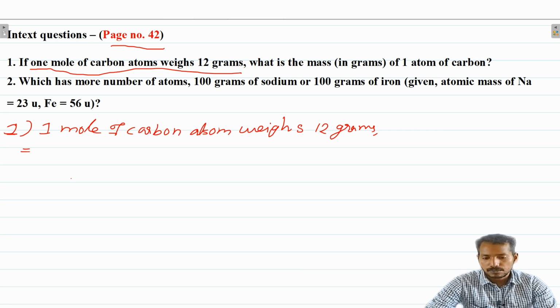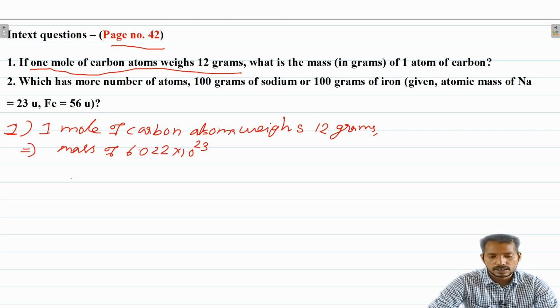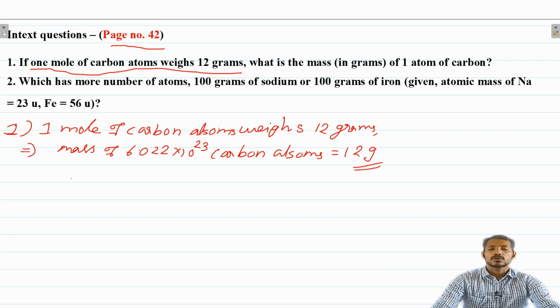That means the mass of 6.022 into 10 raised to 23 carbon atoms is equal to 12 grams. Because the mass of 1 mole of carbon atoms is equal to 12 grams, which means the mass of 6.022 into 10 raised to 23 carbon atoms. Because 1 mole of atoms is equal to 6.022 into 10 raised to 23.